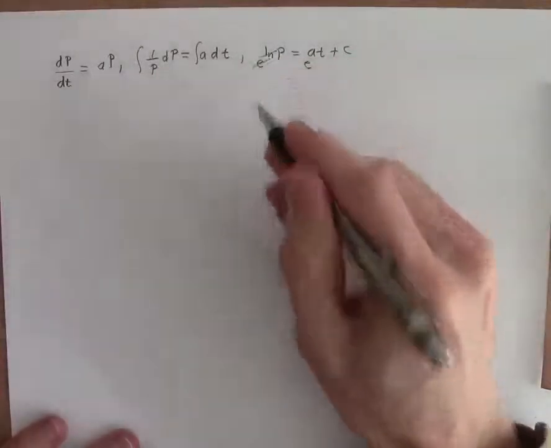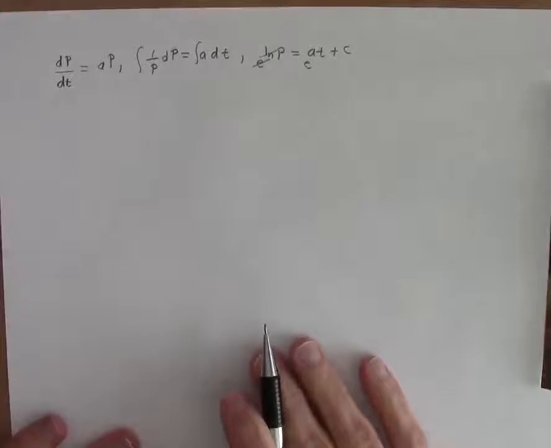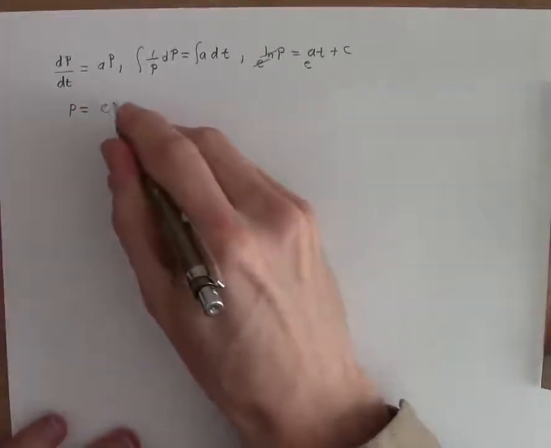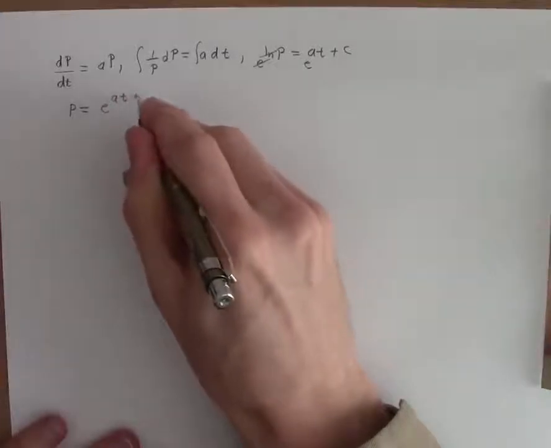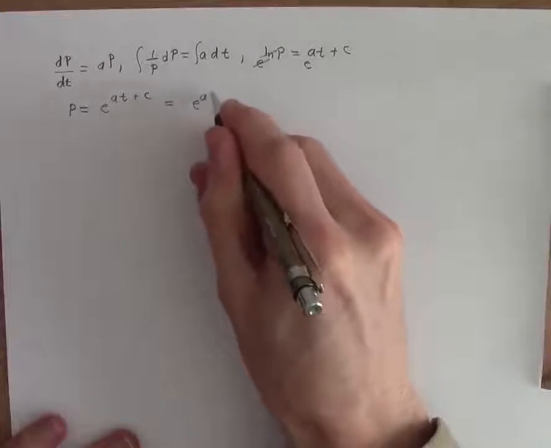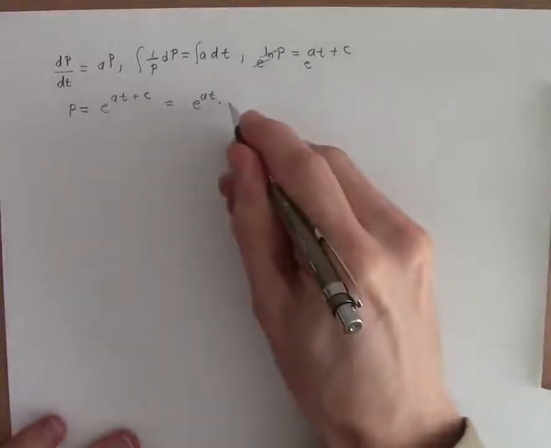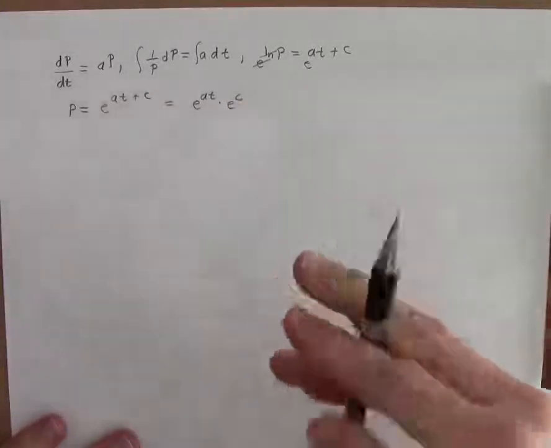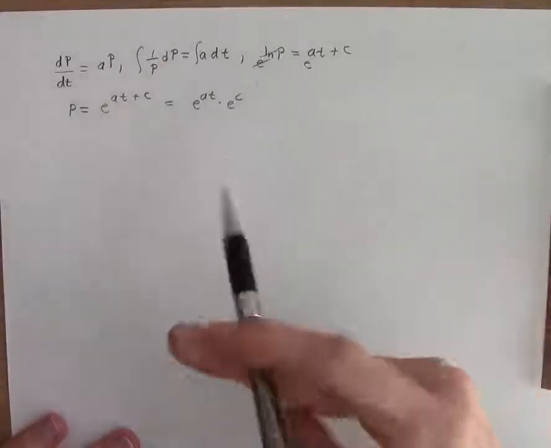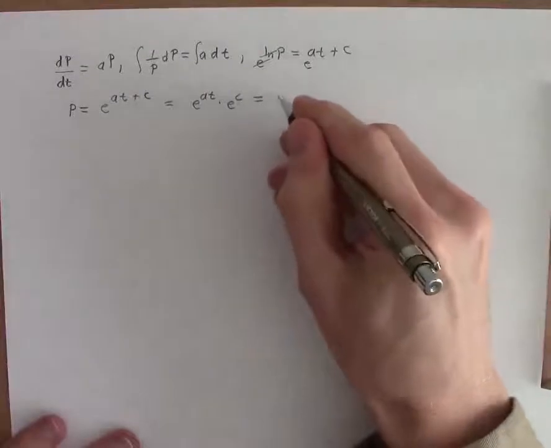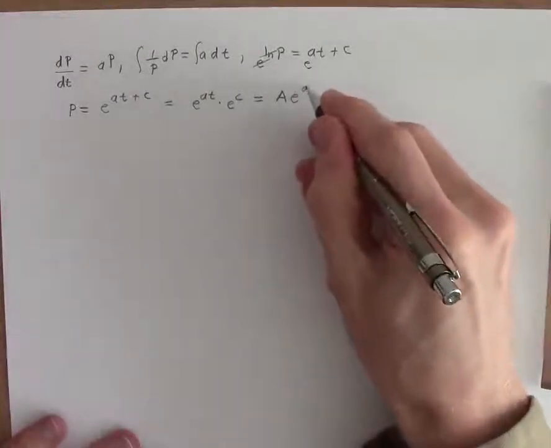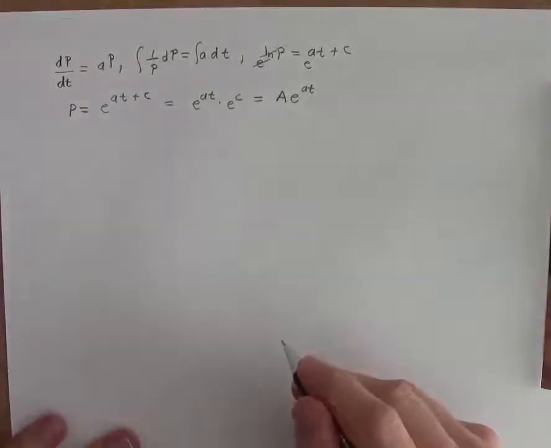And then logarithm and exponential will reduce, and we get p is equal to e to the power at plus c, which is equal to e to the power at times e to the power c. Now this e to the power c is just all a constant, so we can just rename that. We call that capital A, and we get capital A times e to the power at.